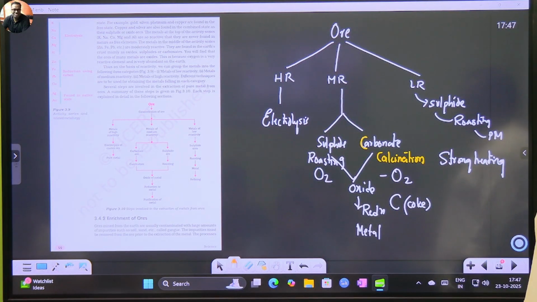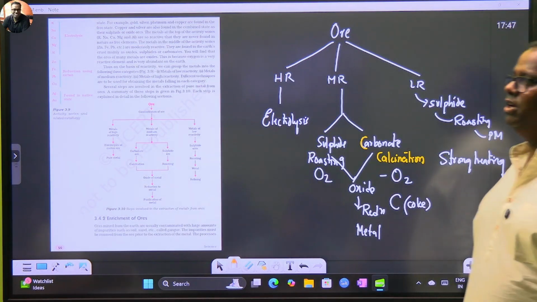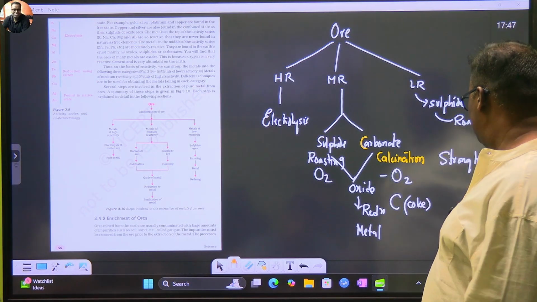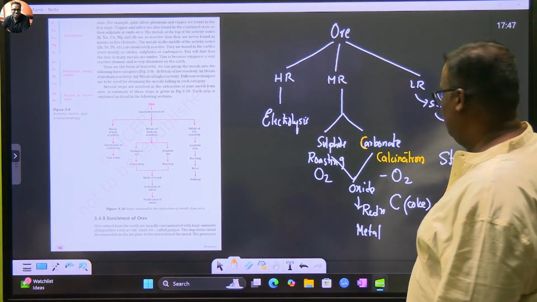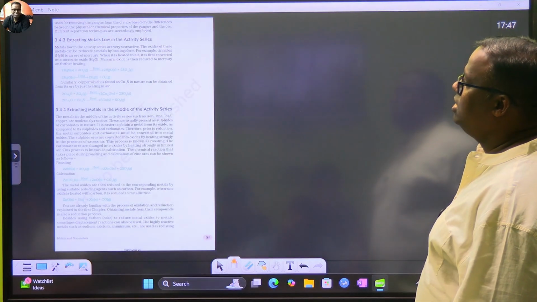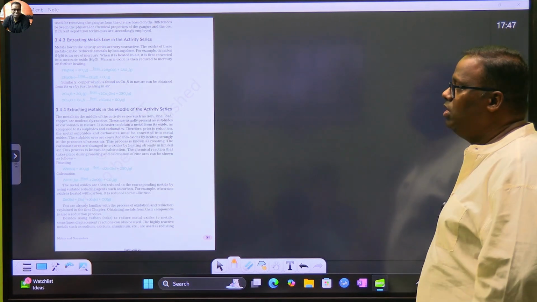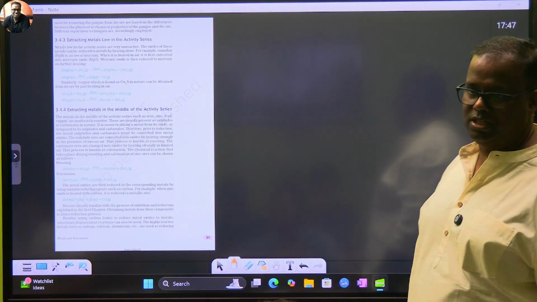So shall we go? Enrichment of that process is known as enrichment of ores. One enrichment. You get the ore, you do its concentration, and that process, whatever I told above, those are known as your ore enrichment process. So, extraction of metals low in the activity series.